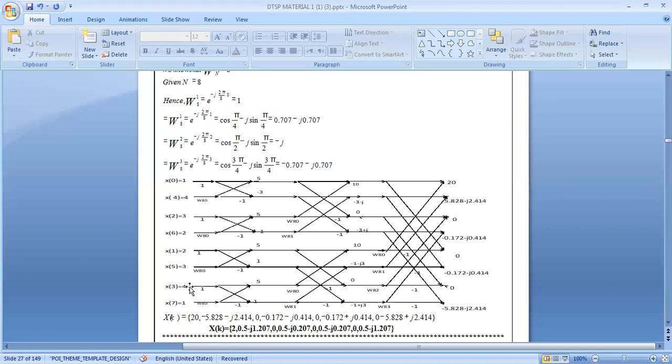Okay. We know that in the case of the decimation in time algorithm, the first step is a two-point computation. So x of 0 and x of 4 have to be combined, x of 2 and x of 6 have to be combined, x of 1 and x of 5, x of 3 and x of 7 have to be combined. Okay. Now what is the next step? We have to multiply by the twiddle factor, the phase factor, into the number b. So we multiply with W8 power 0. We know that the value is equal to 1.